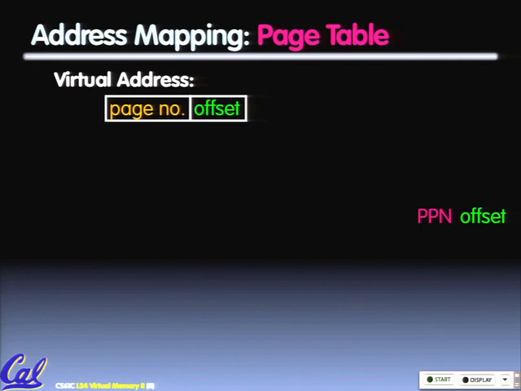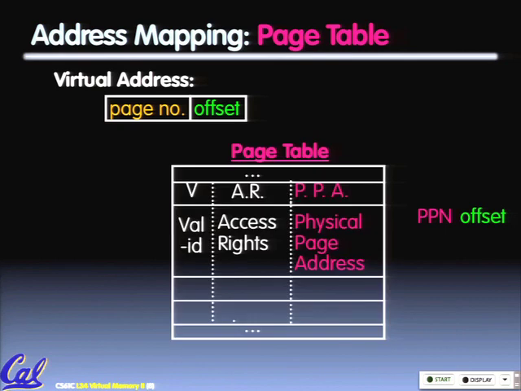A page is a kibibyte. So how many bits would my offset be? 10. Okay? So this offset is uniquely determined by that page size. So here's a page table. The virtual page number is the index. I'm saying the same thing over and over, just one idea in enough ways that maybe you'll get it.